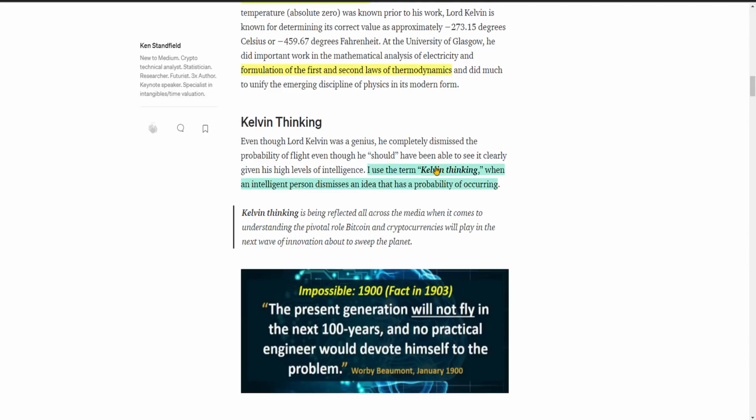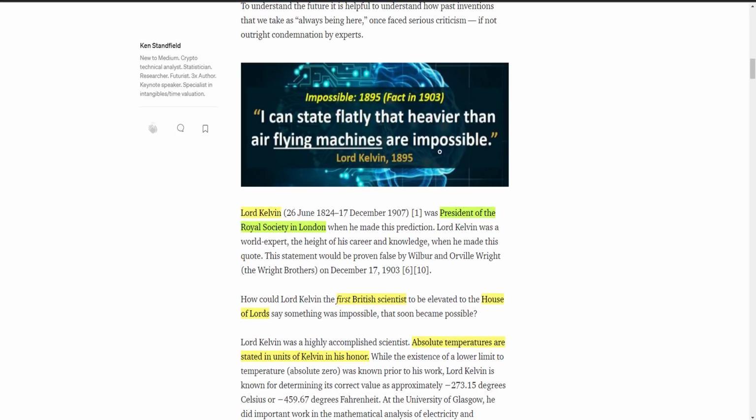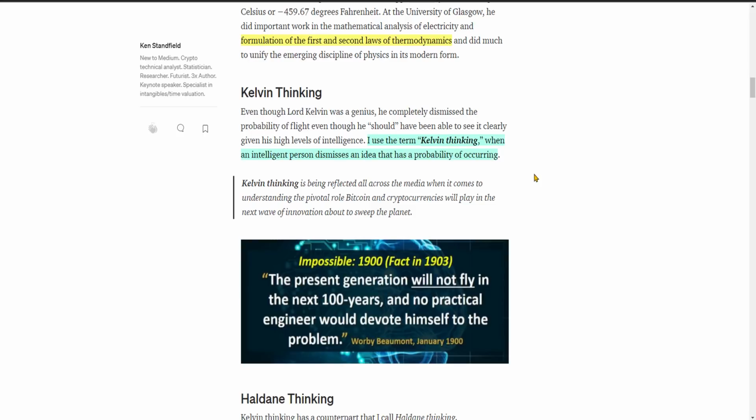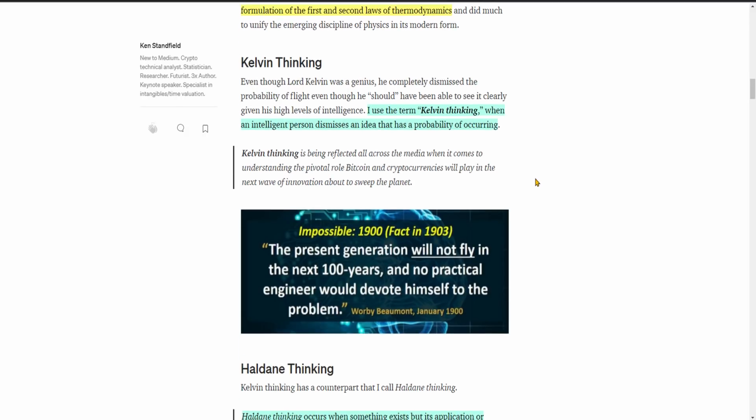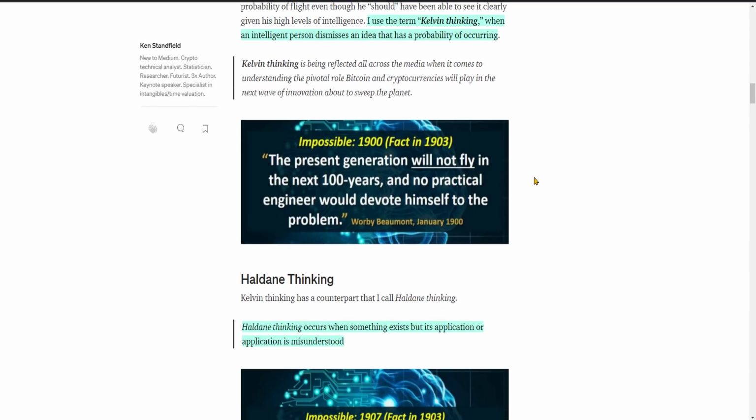But I created this term called Kelvin thinking to describe how an immensely brilliant mind can say something is impossible that later turns out to be more than possible. Kelvin thinking is really, really problematic. There's a lot of Kelvin thinking, which is simply, this is impossible thinking. It's happening inside Bitcoin and cryptocurrencies. It has happened in every single invention that the planet has ever known. It's really, really important to know that.